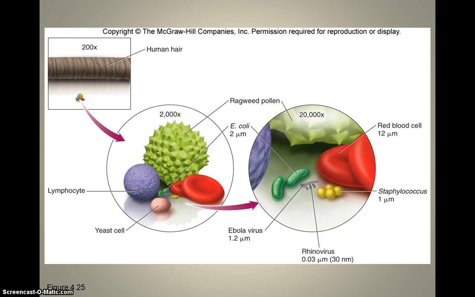Now the last thing we're going to look at is just relative size. So just keep in mind that when we look at things under the microscope, they're going to be very tiny. This is an E. coli as opposed to a red blood cell, and these are viruses. Okay, so this is a Staphylococcus bacteria. So we're looking at something very small.